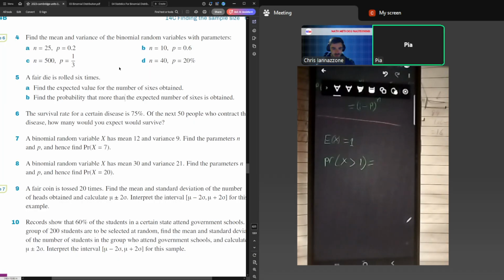Could we use CAS? Yeah, that's even easier. What would that look like on a CAS? CDF, yeah. What's your lower and upper bound? Lower is 1. Lower's 2, because we're not including 1, remember? Oh yeah, so 2.